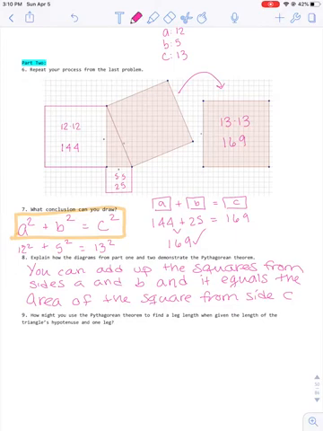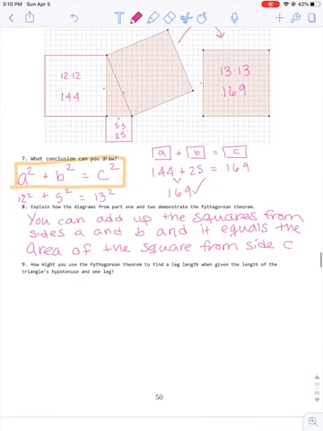How might you use the Pythagorean theorem to find a leg length when given the length of the triangle's hypotenuse and one leg? So that's kind of asking us to work backwards. The regular, most standard, basic way to use the Pythagorean theorem would be if you know side A and you square it, and you know side B and you square it, you can use that to find C squared and then take the square root. But they want us to think backwards.